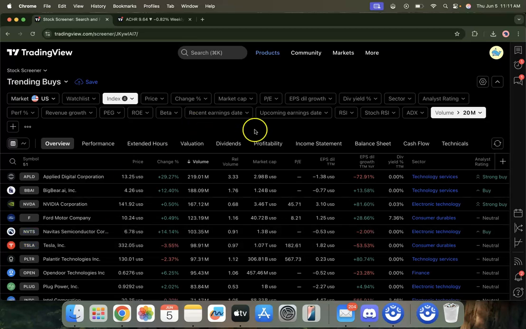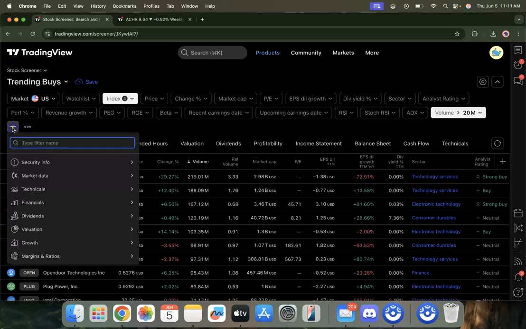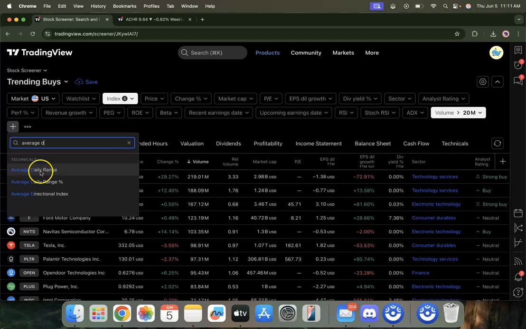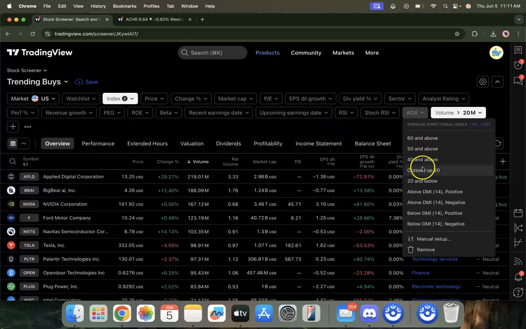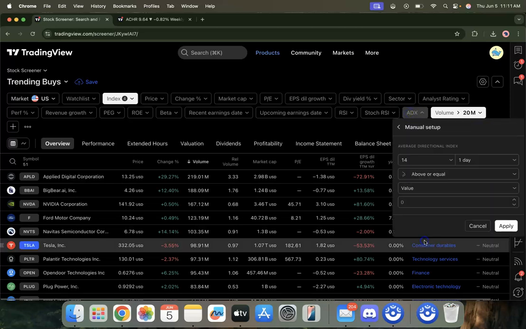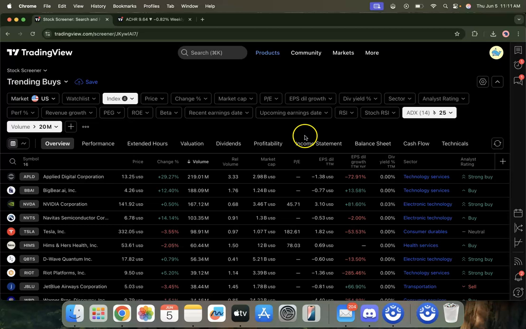Next, what I also like to do sometimes, right, is this thing called ADX, Average Directional Index. So again, if you don't have it, you can click on this plus symbol, Average Directional Index. So this tells me if a stock is trending. So I like to click on this, manual setup, 14 1 day above or equal value, and I like to do maybe 25. This tells me if it's starting to uptrend or uptrending.